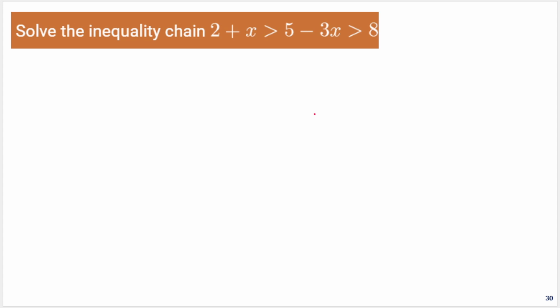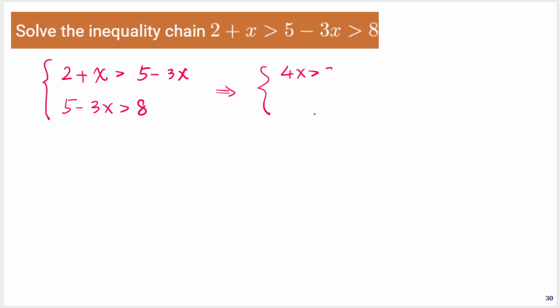Alright, have you finished? Usually if you have an inequality chain like this, we can separate the two inequalities. You need to find the x such that it satisfies the first one, which is 2 plus x is greater than 5 minus 3x. Secondly, it must satisfy the second inequality, 5 minus 3x larger than 8, right? Then the first inequality gives us 4x must be greater than 3.